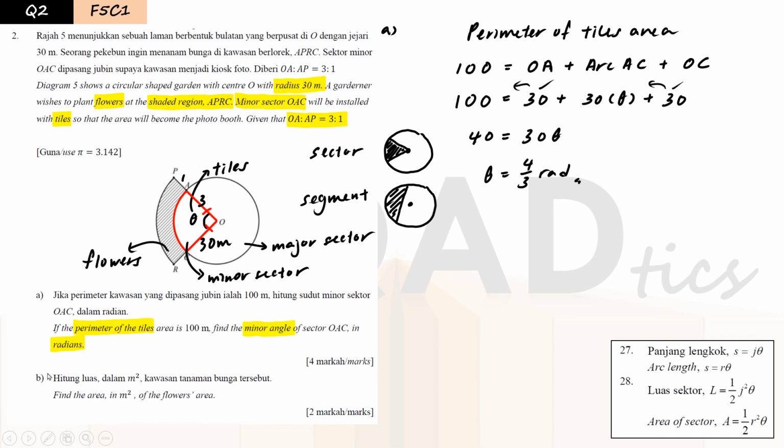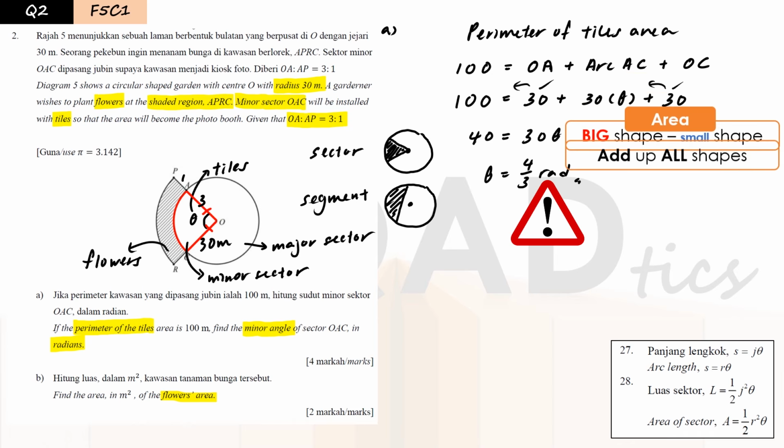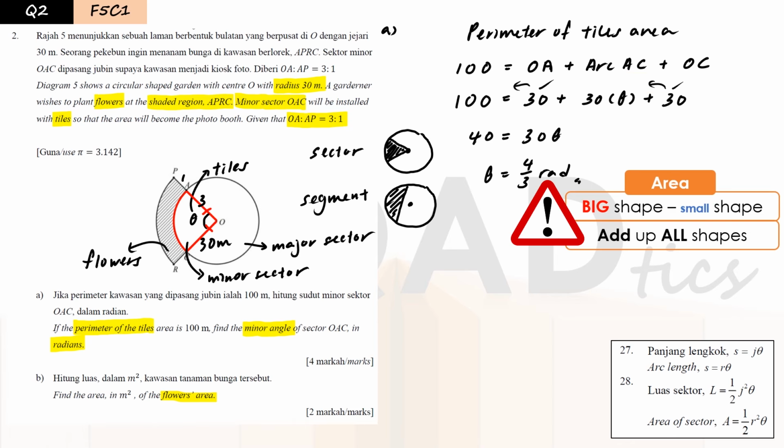And for part B, we need to figure out the area of the flowers area, which means it is the area of the shaded region. To find the area of a shaded region, I always recommend students to use these two methods. The first method is big shape minus small shape, and the second method is to add up all the shapes. For the first method, let me use this question as an example.